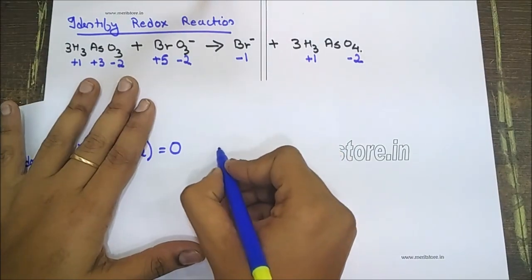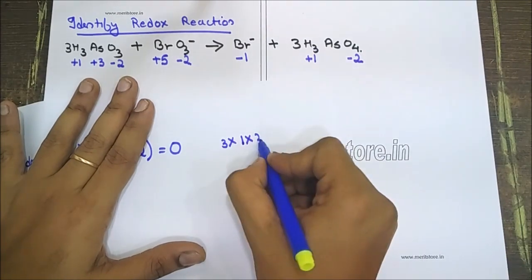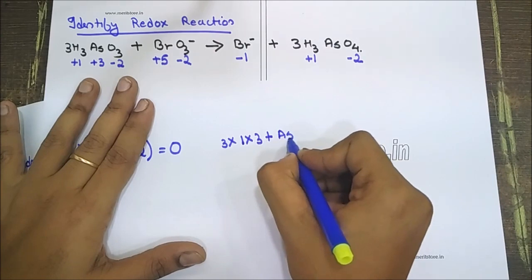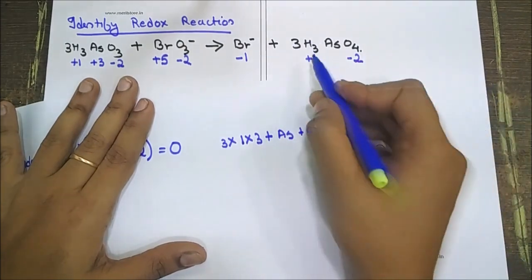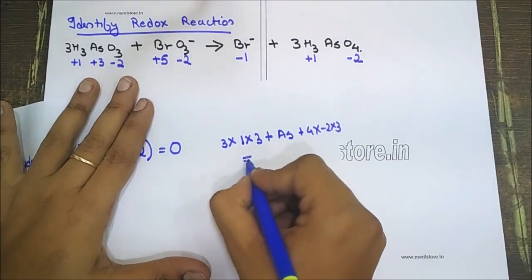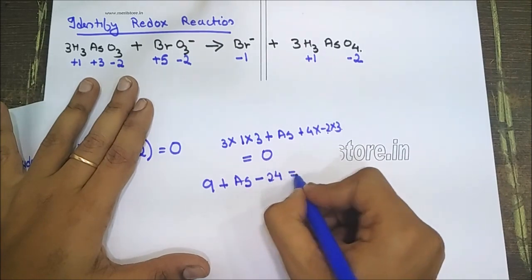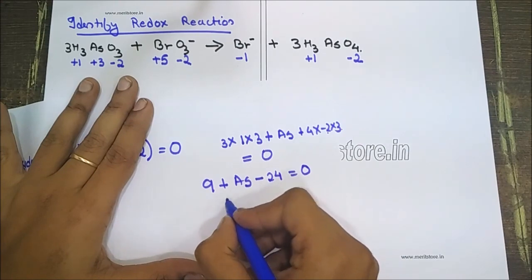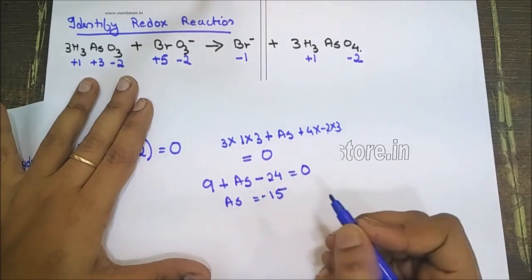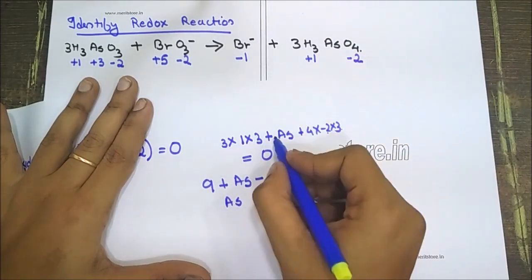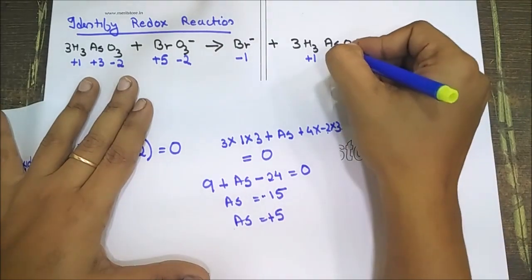3 into the oxidation number of hydrogen, which is 1, and there are 3 such hydrogen atoms, plus the oxidation number of As, plus minus 2. The charge is there on each atom, 4 such atoms, so it will be 4 into minus 2 into 3, because 3 such molecules are here. This all should be equal to 0. So 9 plus oxidation number of As minus 3 2s are 6, 6 4s are 24 should be equal to 0. So As will come out to be 15. Now how many such molecules of As are here? 3. So 3 As molecules, so individual As will be having a charge of plus 5. So here we will write down plus 5.